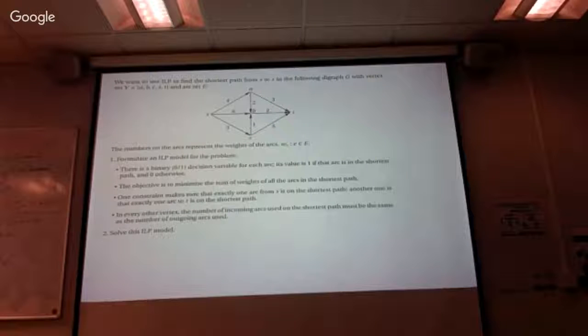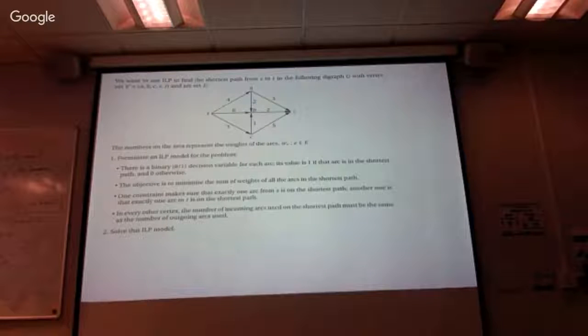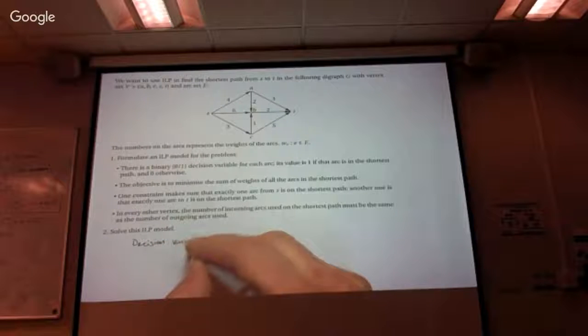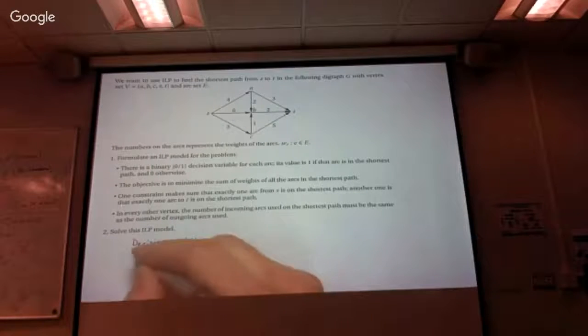There was an algorithm in the first year, Dijkstra's algorithm, I suppose, which has to do with labeling the vertices. However, this gives you an alternative approach, and in this approach, you want your decision variables, well, you want one for each of the arcs.